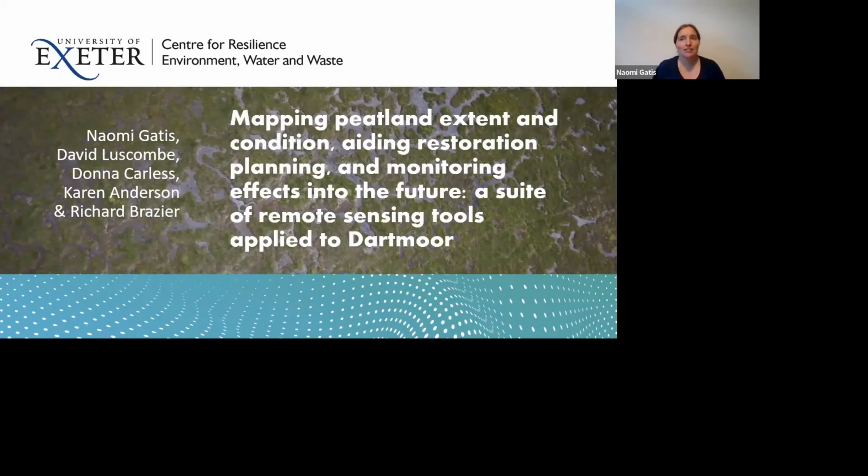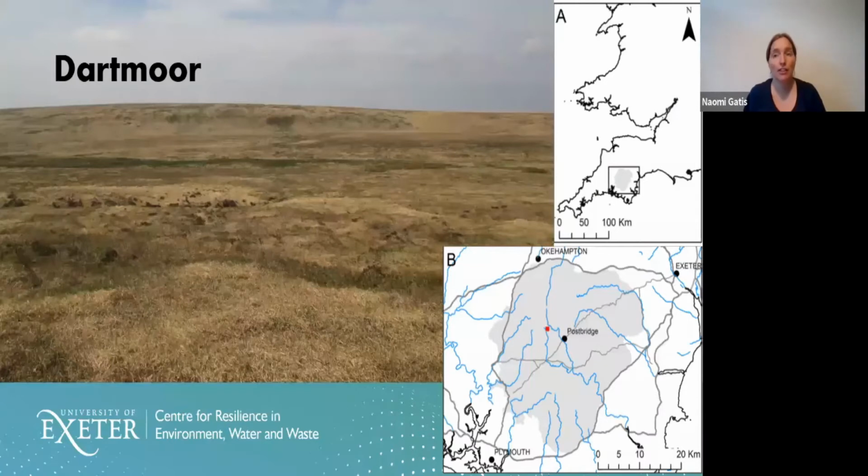Today I'm going to discuss some of the work we've been doing on Dartmoor over the last 4 years. For those who don't know, Dartmoor National Park lies in the southwest of England, between Exeter and Plymouth. It contains an extensive area of upland moor, much of which is covered by blanket bog.